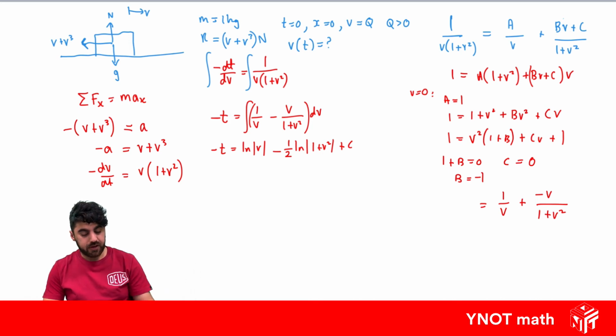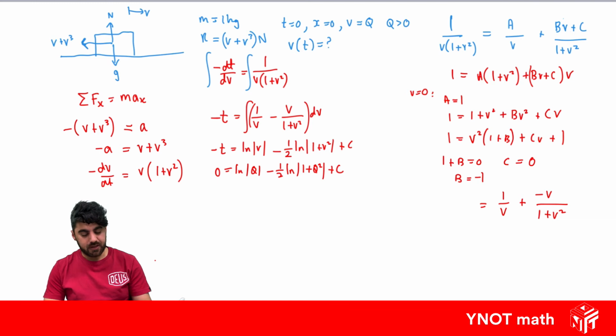So let's find the value of that constant using our initial conditions. We know when t is equal to 0, v is equal to q. So we know 0 equals ln of the absolute value of q minus a half times ln of the absolute value of 1 plus q squared plus our constant. Now, we were given that q is greater than 0, so we know it's positive. So taking the absolute value of q is just going to give us q, and q squared is always positive. Positive plus 1 is always positive, so you can remove the absolute value there.